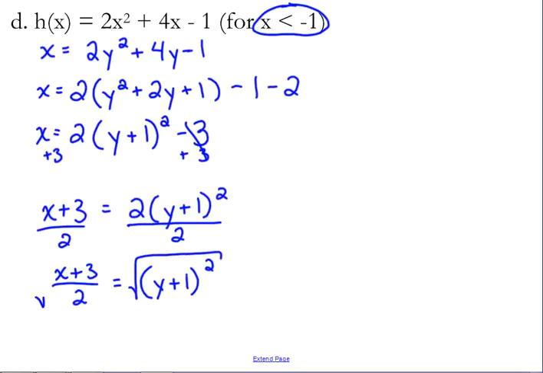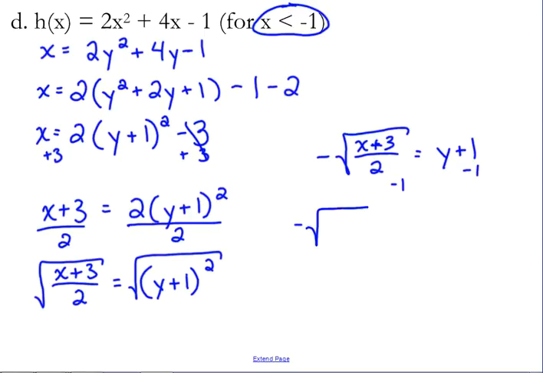Now we can finally take the square root. And we're supposed to consider the negative square root for this one. So negative square root of (x plus 3) over 2 is equal to y plus 1. And we got one more thing to do. We got to subtract 1 from both sides. And that's not under the square root.